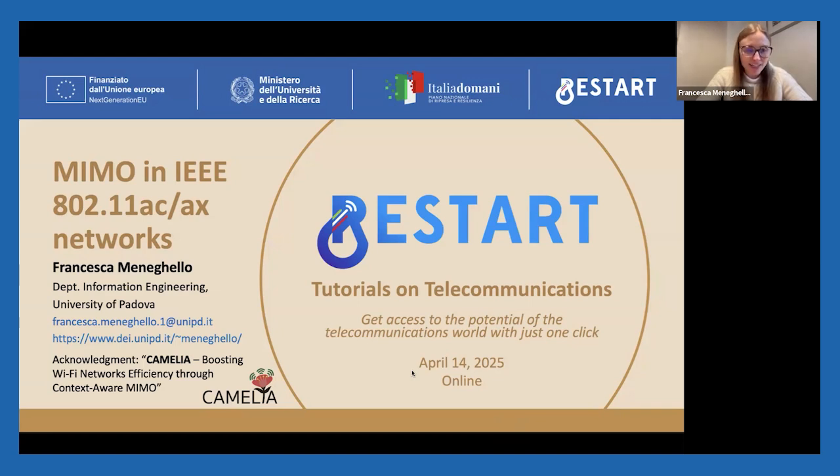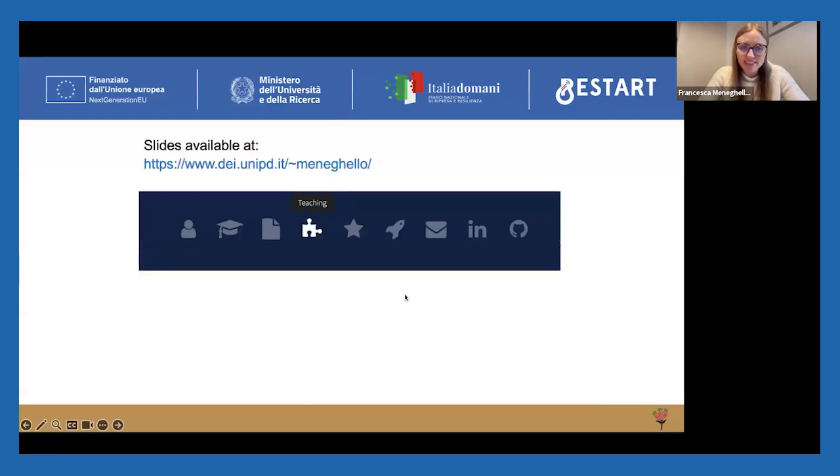So in the next 1 hour, I will go through how MIMO is implemented in Wi-Fi networks following the IEEE 802.11 standard. As I said before, the slides are available on my website, so you can just go to the teaching section here and you will find the slides if you want to download them.